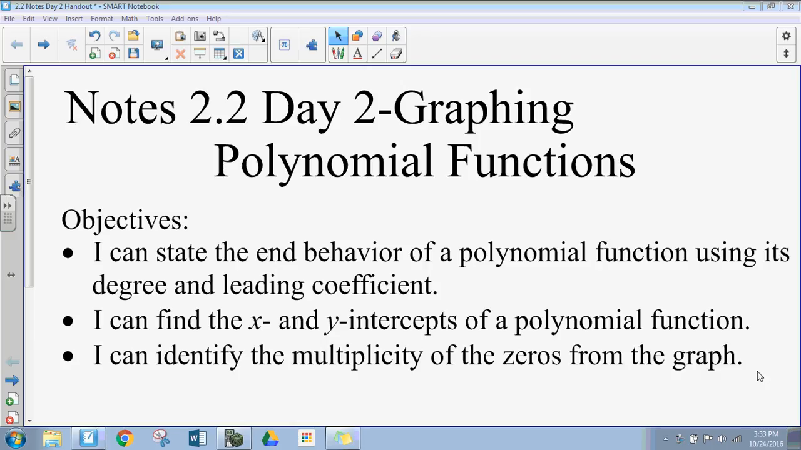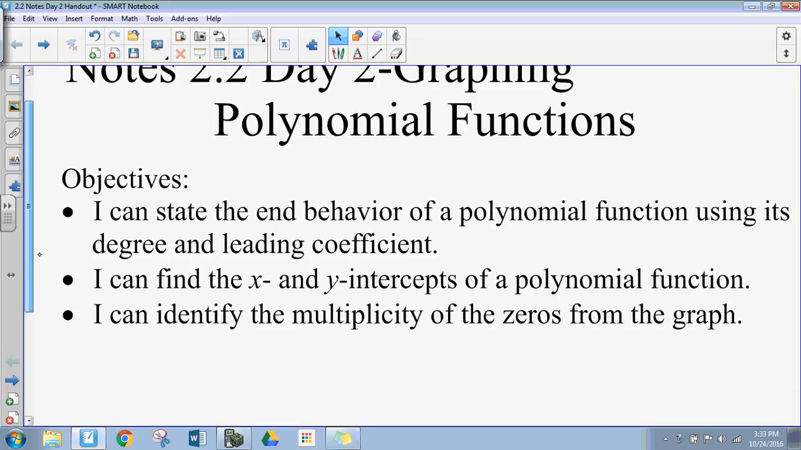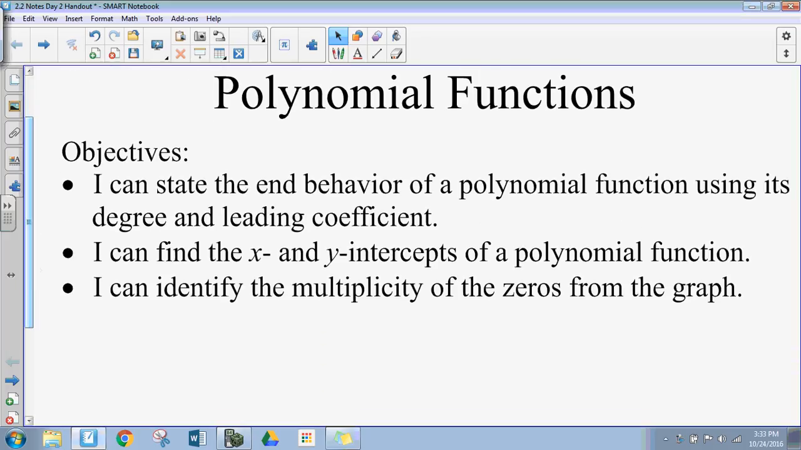Today we are going to be learning about graphing polynomial functions. So you will be able to state the end behavior of a polynomial function using degree and leading coefficient, find the x and y-intercepts of a polynomial function, and then identify the multiplicity of the zeros from the graph.